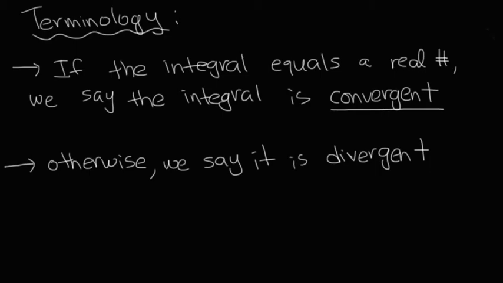Before we do an example, we're just going to talk about some terminology that's used with improper integrals, and you're going to see this very often in these questions. If the integral equals a real number, we say that the integral is convergent, and otherwise we say it is divergent. In the second case, this could be cases where the limit or the integral is equal to plus or minus infinity, or simply doesn't exist. And we're going to do cases to see what this looks like.